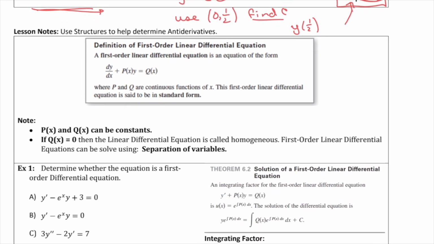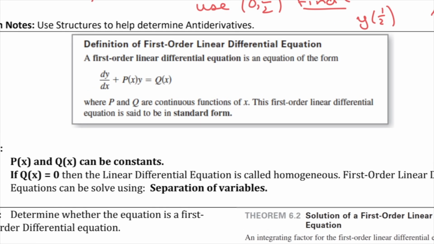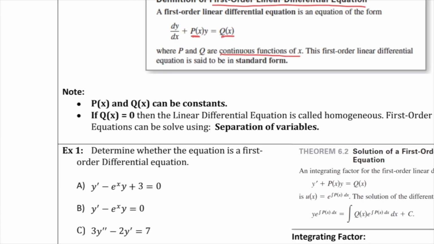For today's lesson, we're going to use structures to help us determine antiderivatives. So last class, we said that if your problem is in a logistic form, your differential equation shows you a logistic equation, then you should just immediately write down what y is equal to. Now, at this point, we're going to look specifically at first-order linear differential equations. And those equations must be in the form dy over dx plus some function of x times y equals another function of x. So p and q are continuous functions of x. This is called a first-order linear differential equation in standard form.